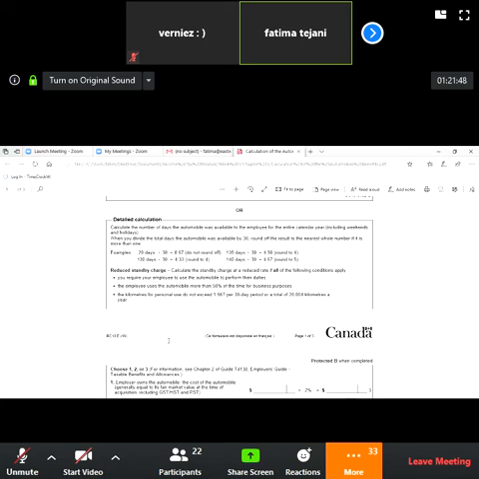Okay, the morning hours itself, so that in the afternoon we can continue reading it. So now, detailed calculation. What does the detailed calculation say? It says the number of days the automobile was available to the employee for the entire calendar year. So in the detailed calculation, you have to calculate the number of days, if it is a month, because they are just trying to calculate in the month, right?